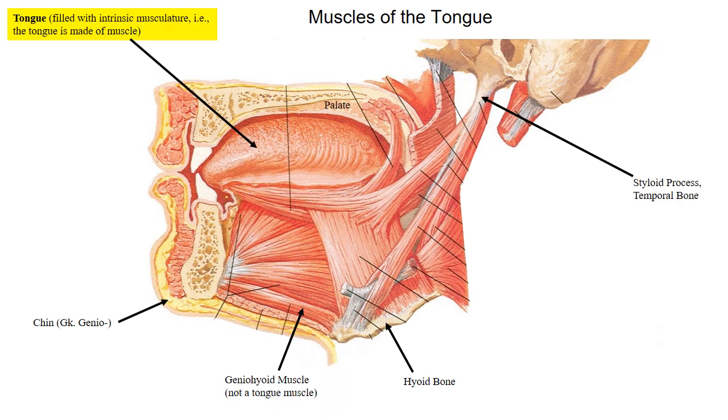And then let's look at the tongue itself. Now the important thing is geniohyoid is not a tongue muscle. Okay, it's a suprahyoid muscle. Its job is to move the hyoid bone around. Okay, it's not going to the tongue. Now we're going to deal with actual tongue muscles.